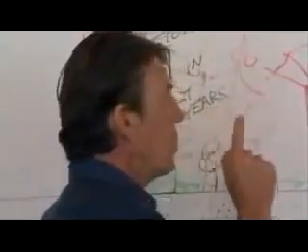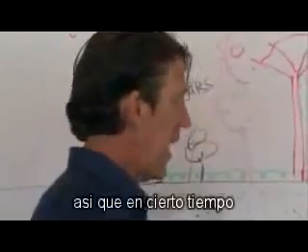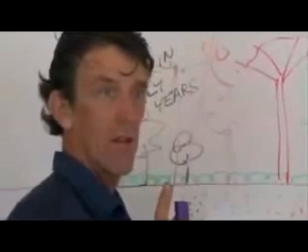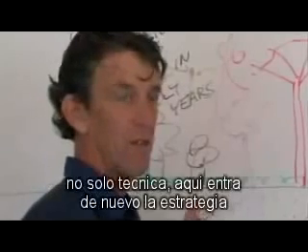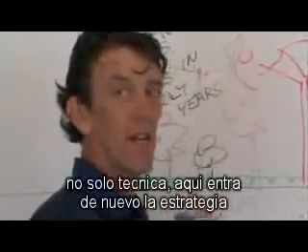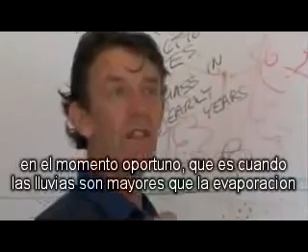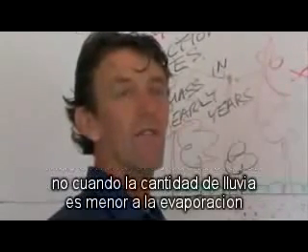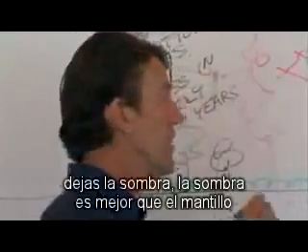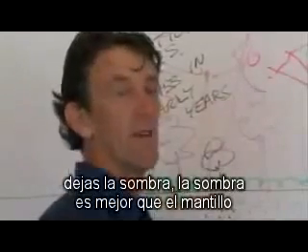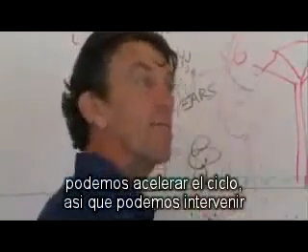Now, this is our own design. We've designed this around the functions of nature. So at certain times, and it's very relevant, we choose the right time, more timing, not just technique, strategy again coming in. Another time element at the right time, which is when the rainfall is over the evaporation, not when the rainfall is less than the evaporation. If the evaporation is very high at that time of year, you leave the shade. Shade is better than mulch. But when the rainfall is higher than the evaporation, we can speed up these cycles.